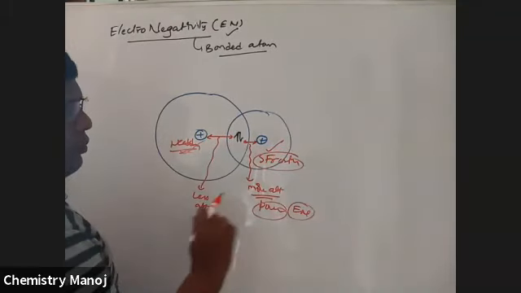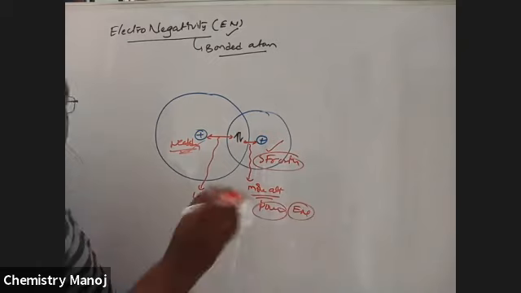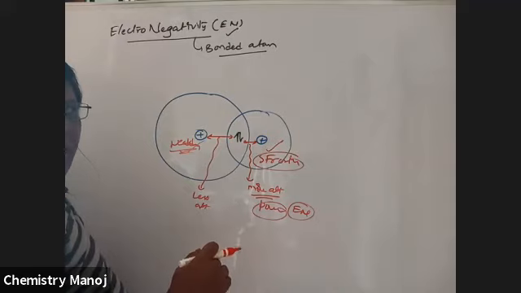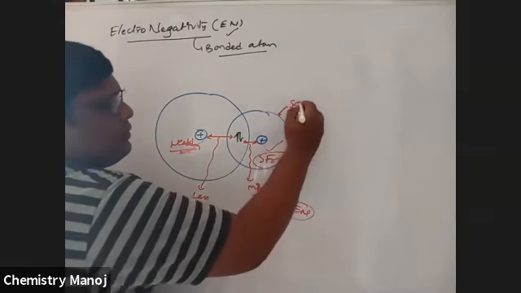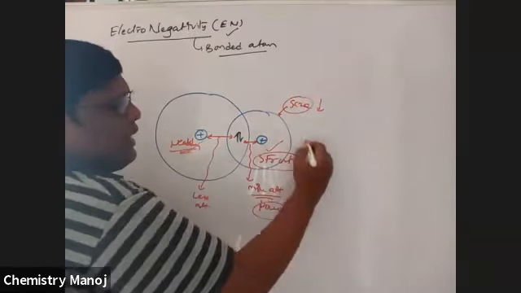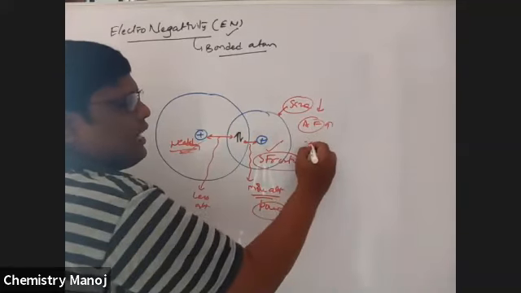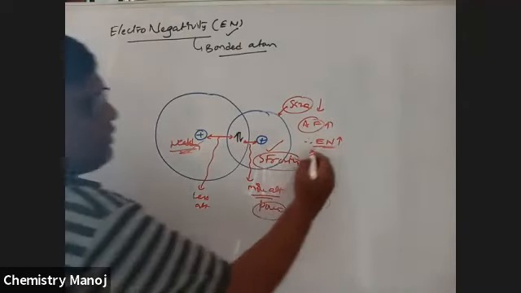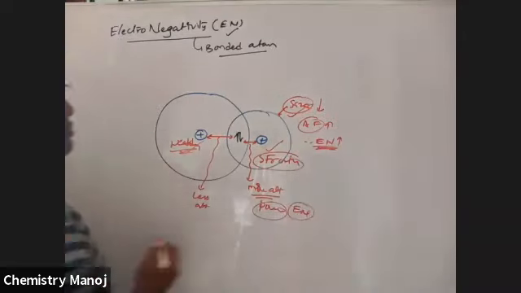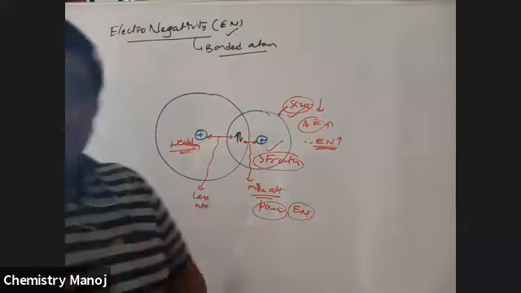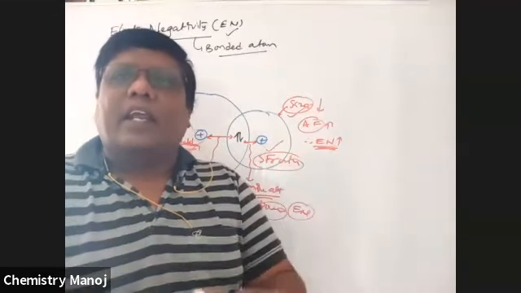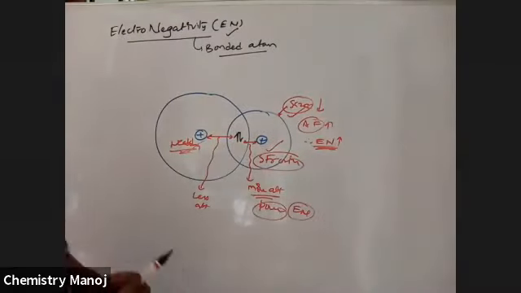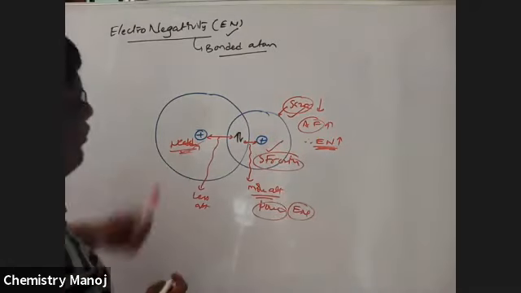So every bonded atom has the power to attract the bond pair of electrons towards itself, but one has more and one has less. The atom whose size is smaller has a stronger attractive force, therefore greater electronegativity. That means electronegativity is influenced by the size of the atom. The atom whose atomic size is less has greater electronegativity. So I am going to write the definition for that.